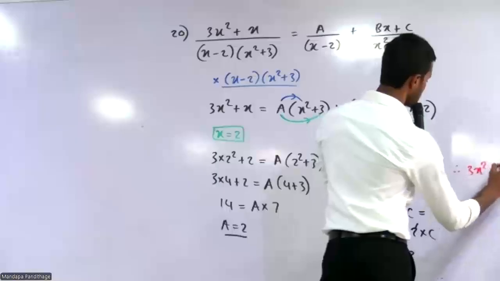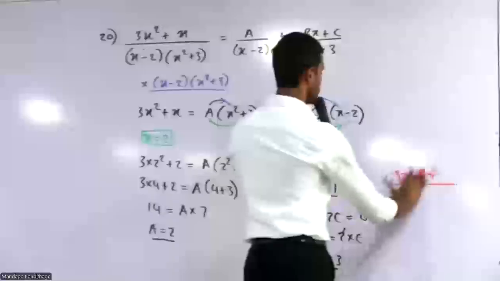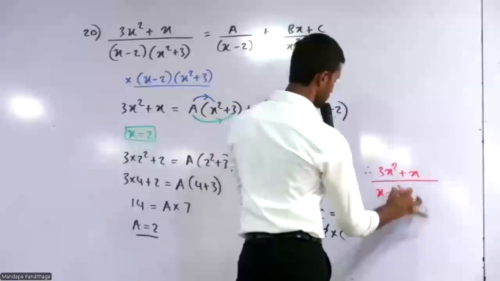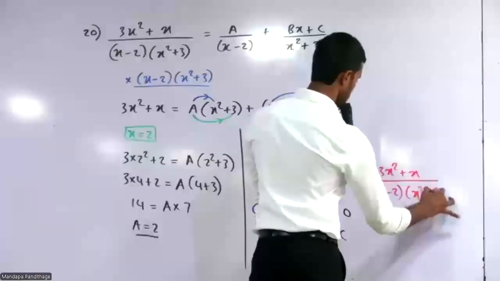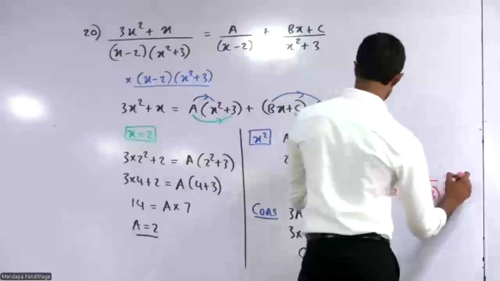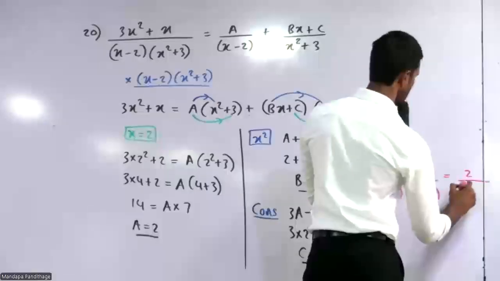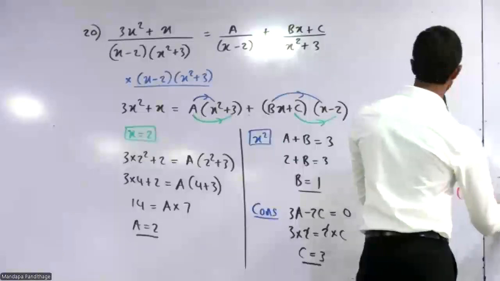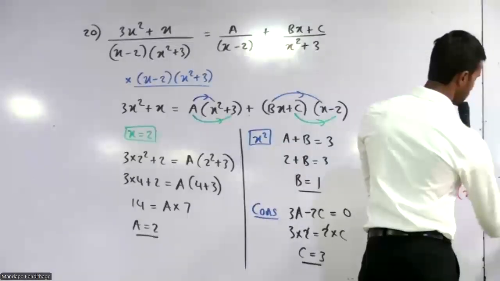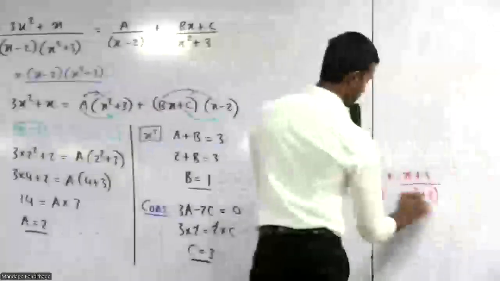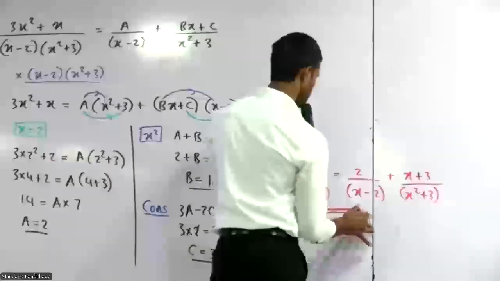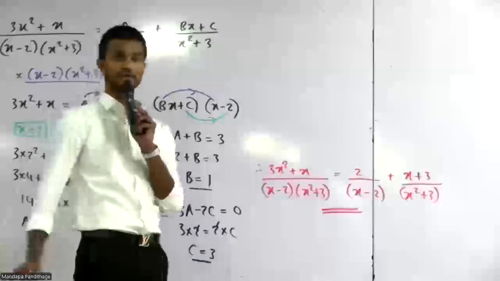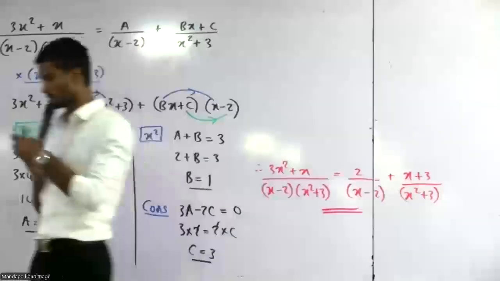3x squared plus x over (x minus 2)(x squared plus 3) is equal to A, which is 2 over x minus 2, and B is equal to 1, so it's x, and C is equal to 3, so x plus 3 over x squared plus 3. Clear? So I'm getting the numerator x plus 3 and the denominator is x squared plus 3. Hands up who got question number 20 correct? 2, 1 and 3. Good.